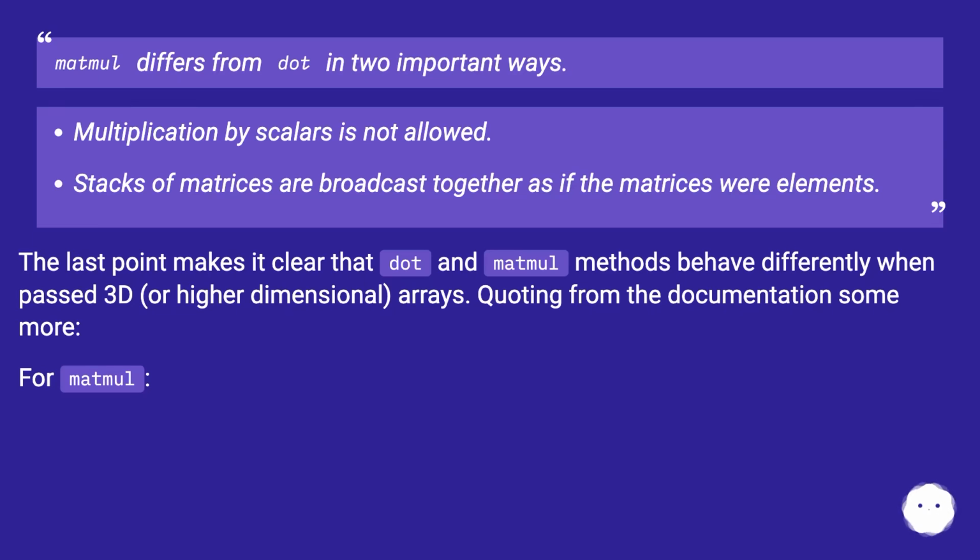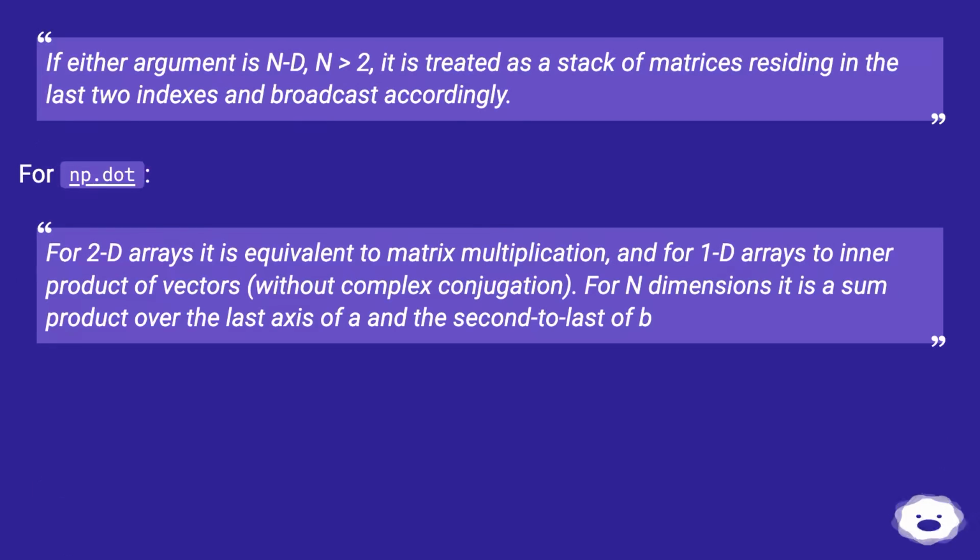Quoting from the documentation some more. For matmul, if either argument is N-D, N greater than 2, it is treated as a stack of matrices residing in the last two indexes and broadcast accordingly. For np.dot, for 2D arrays it is equivalent to matrix multiplication, and for 1D arrays to inner product of vectors, without complex conjugation. For N dimensions it is a sum product over the last axis of A and the second to last of B.